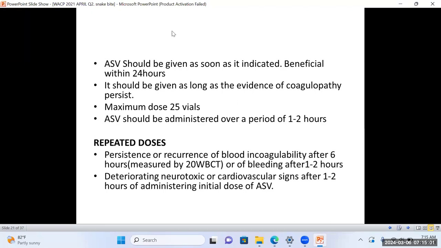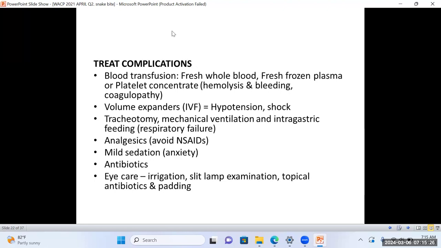However, there are indications to extend the anti-snake venom dosing, especially if after you've completed the anti-snake venom, the bedside 20 minutes clotting time is still deranged after 1 to 2 hours. So you may want to repeat the antivenom or give additional doses. And if there's a deteriorating neurotoxic or cardiovascular sign after 1 to 2 hours of administering the anti-snake venom, you want to give additional doses.